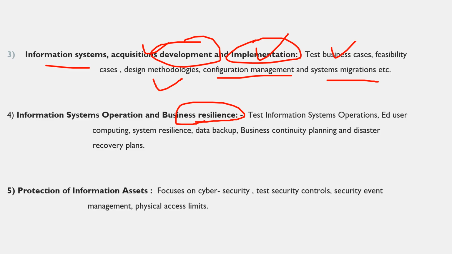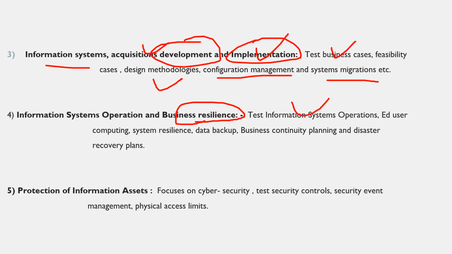During an incident period, we have a business continuity plan, which is called resilience. That means our production doesn't get hampered. This is called resilience. So, information systems operations and business resilience.